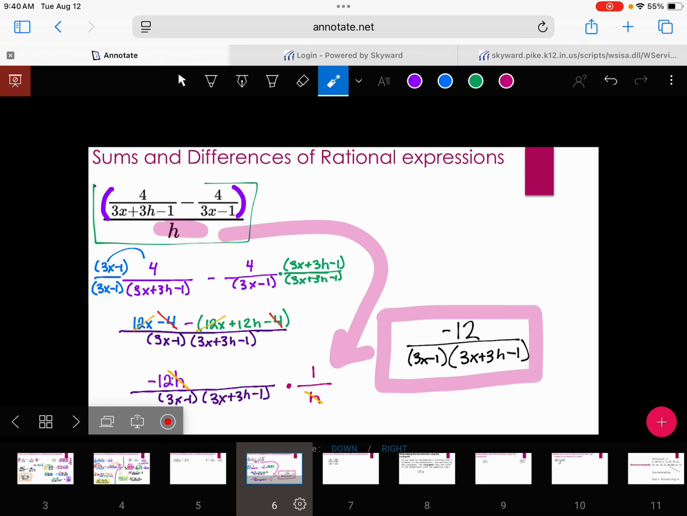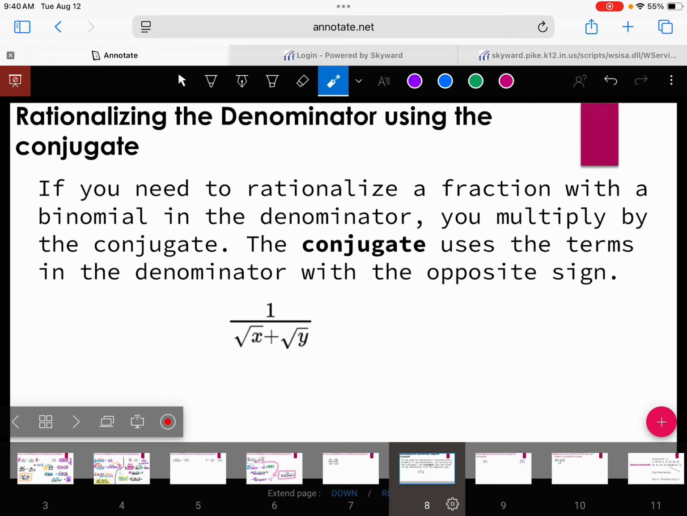We have one last piece of this unit to talk about, and it's what we're going to do to rationalize pieces that have more than one thing in there, when we have factors. It's something called the conjugate, which we are going to use a gabillion times.